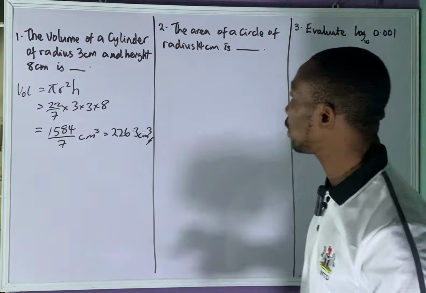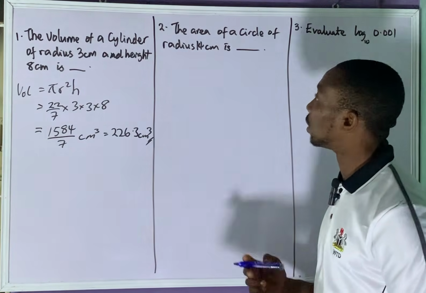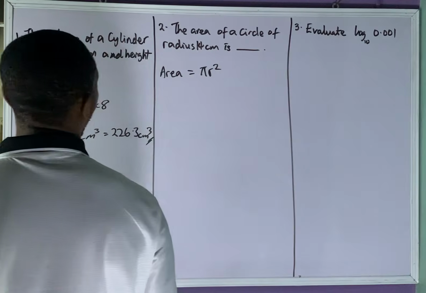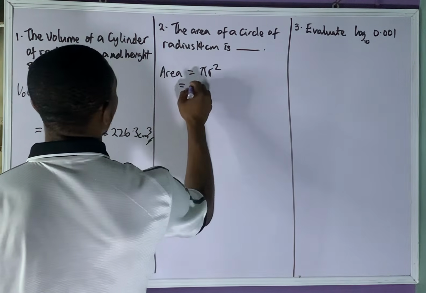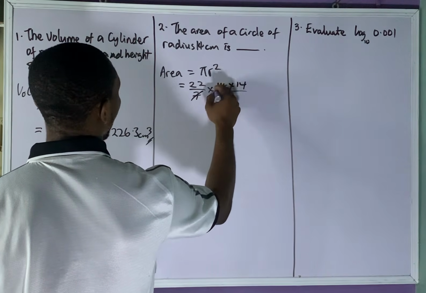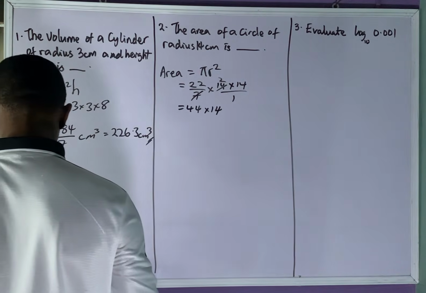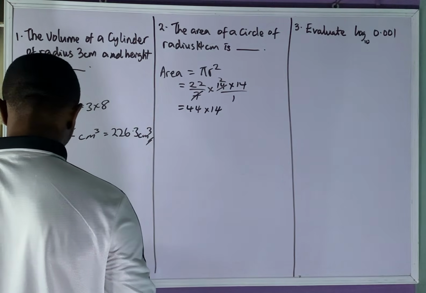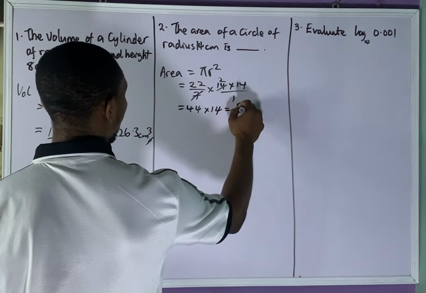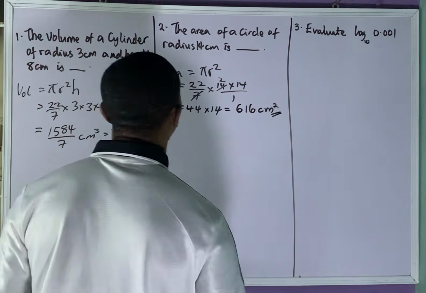Now the next question says the area of a circle of radius 14 cm is what? Our area of a circle is given as pi r squared, which is 22/7 times 14 times 14. 7 into 14 is 2, and 7 into 14 is 2. So this gives us 44 times 14, which will give us 616 centimeter squared as our area.